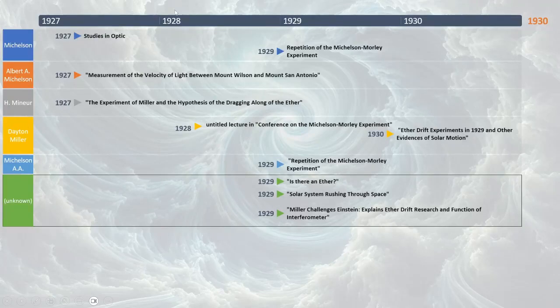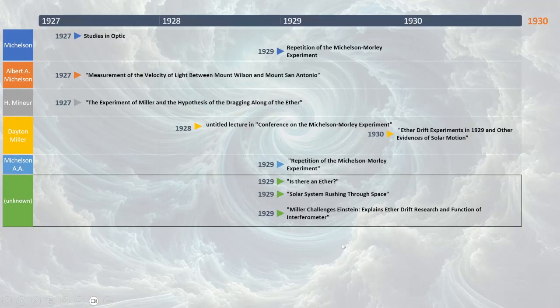And then again, we have Miner and the experiment of Miller and the hypothesis of dragging along the ether in 1927. And then, of course, Dayton Miller again, doing more experiments through the 30s and more publications on the previous experiments, and of course combating the objections of his naysayers and haters, and the ether drift experiments in 1929 and other evidences of solar motion. And again, he thought that was evidence of the solar motion. That's what he thought he was measuring, a very low Earth's orbital velocity.